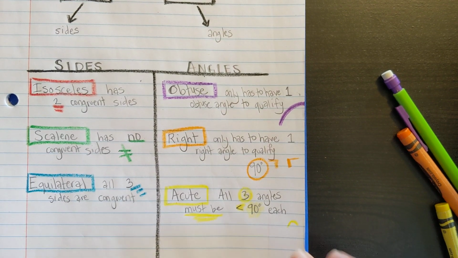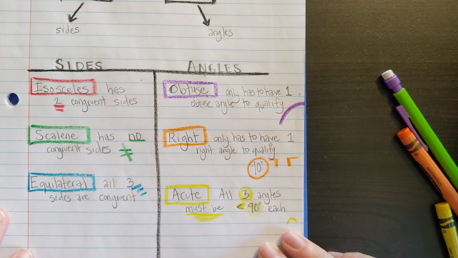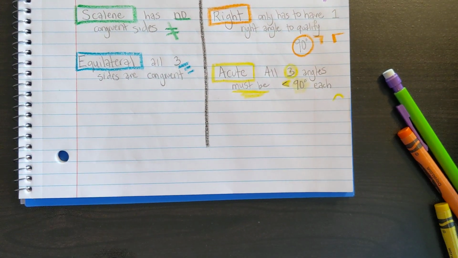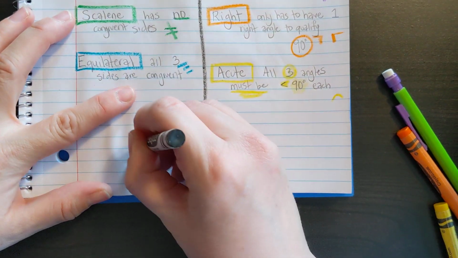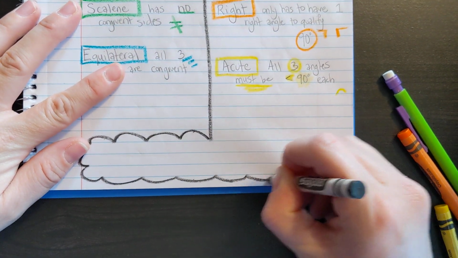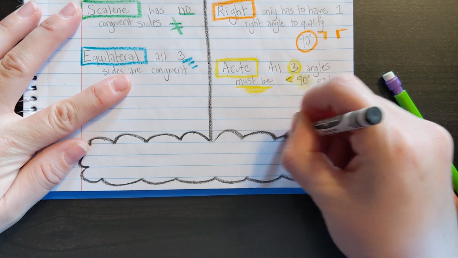All right, in the next video, we're going to learn how to draw some of these and how to classify them. But before we move on, I want to, at the very bottom, do that little reminder in a black cloud. So if you'll just kind of attach a black cloud to the bottom of that chart.